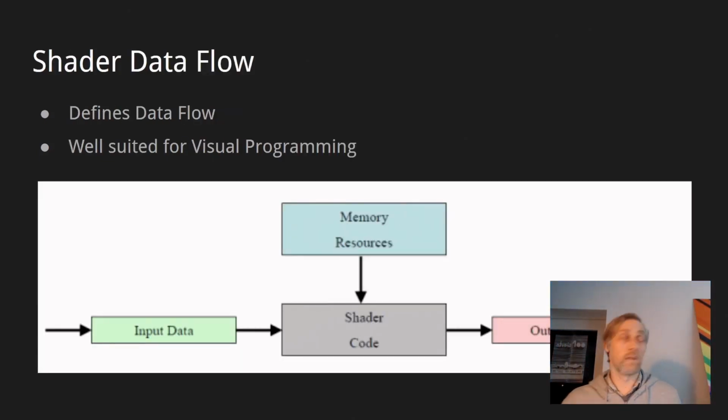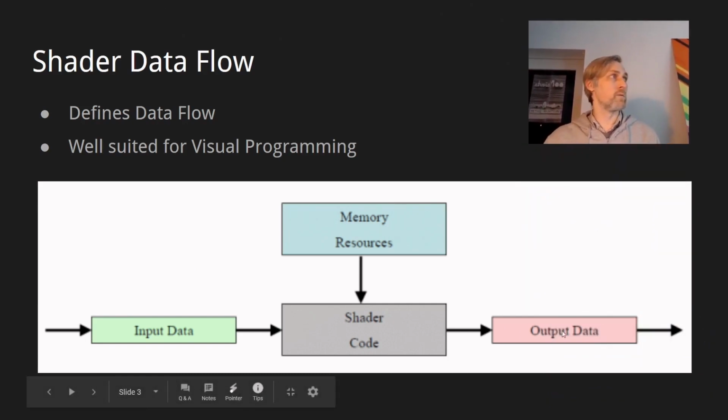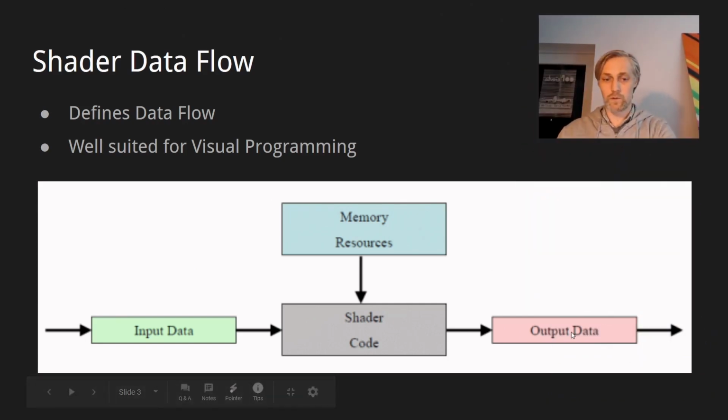Let's have a look at a very basic data flow graph of shaders. Shaders are basically a data flow from the CPU through some functions, the shader code, to output, which most of the time is the picture on the screen, so it shows something. This is a very straight data flow. There are no crazy definitions that happen. So this is super well suited for visual programming.